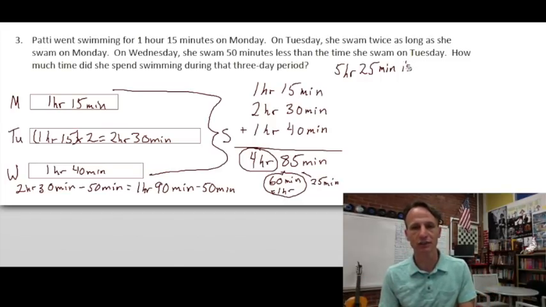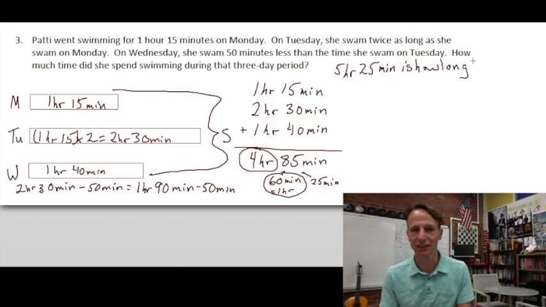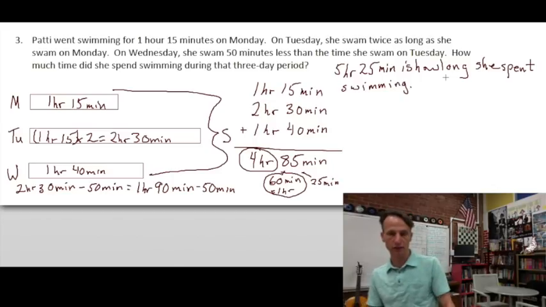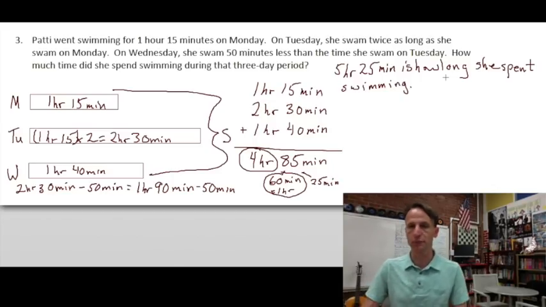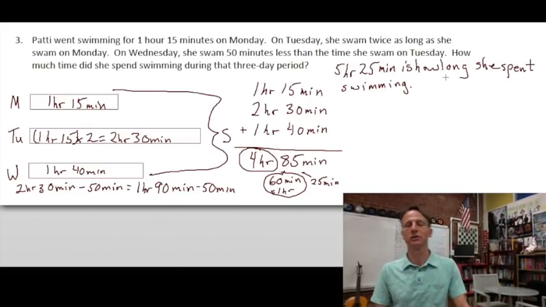Is how long, that's a horrible phrasing there. Don't write it that way. 5 hours, 25 minutes is how long she spent swimming, and you can add to that during that 3-day period or over Monday, Tuesday, Wednesday if you like. You can even name her as Julia rather than the pronoun she. But I'm moving on to number 4. Come along when you're ready.